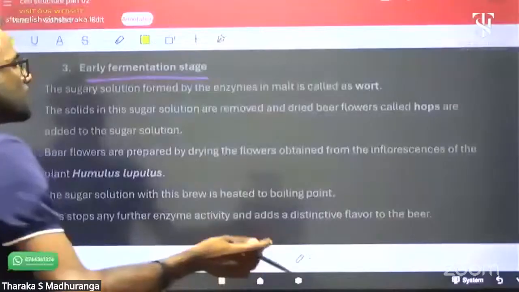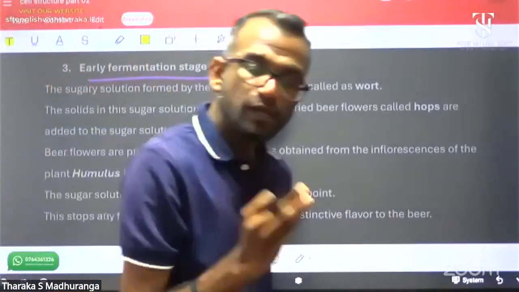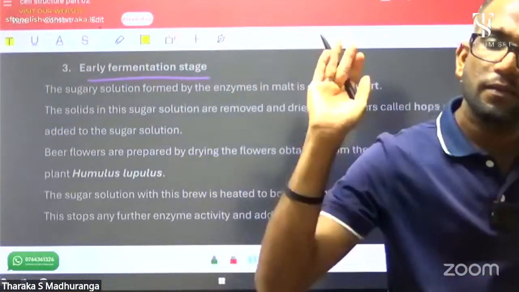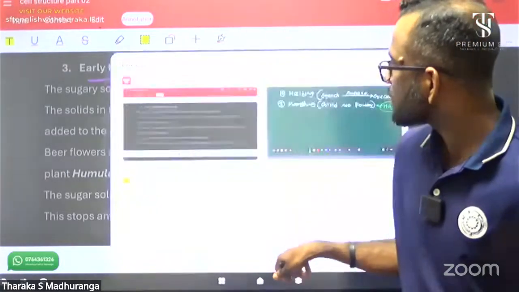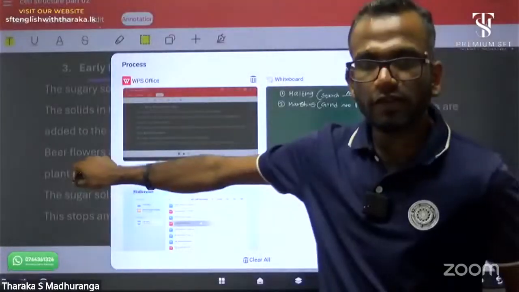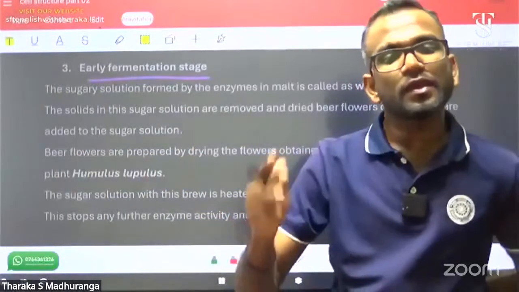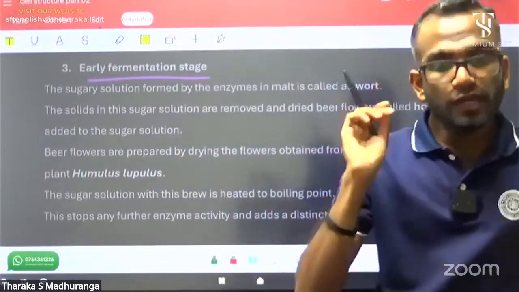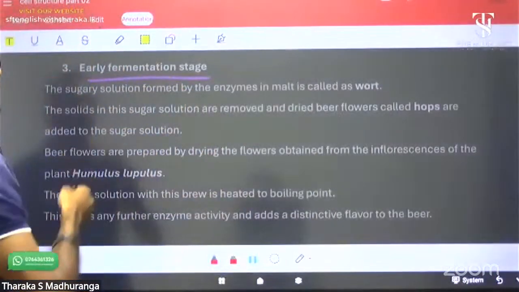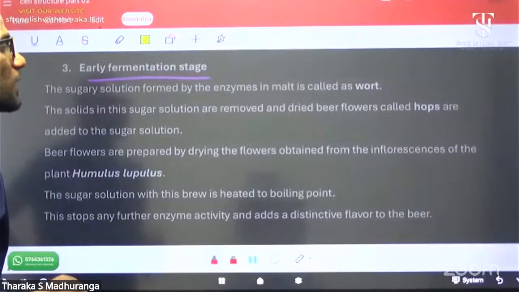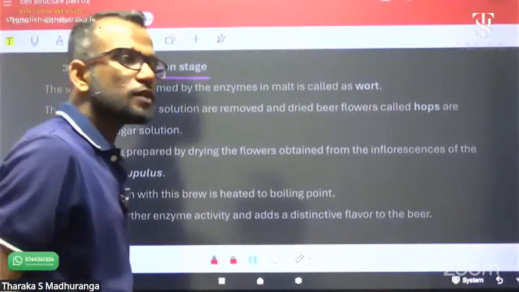Okay, the third step is the early fermentation. What is the first step? Malting. The second, mashing, grind into powder. Then early fermentation, very, very important. But in the early fermentation process, we have to add something. Do you know what the taste of beer is?